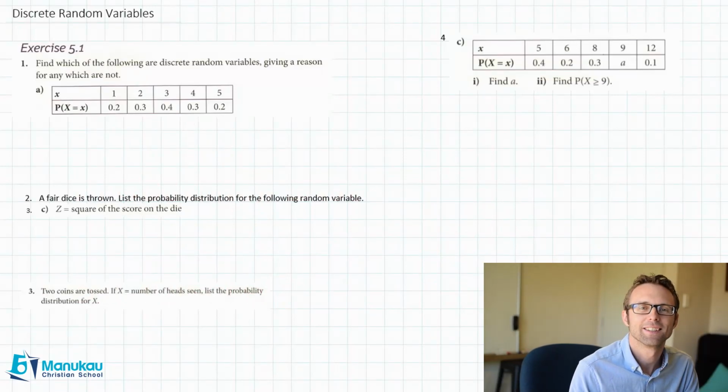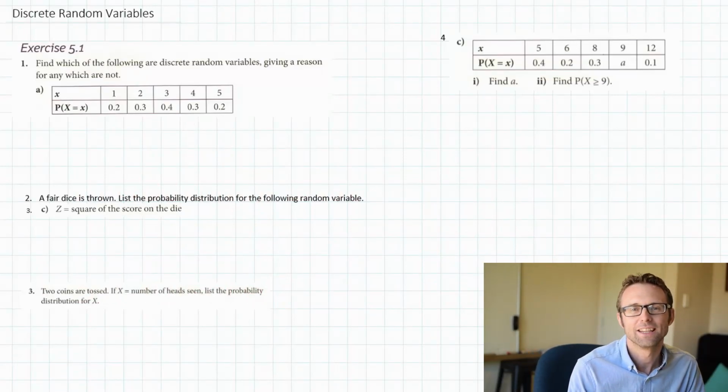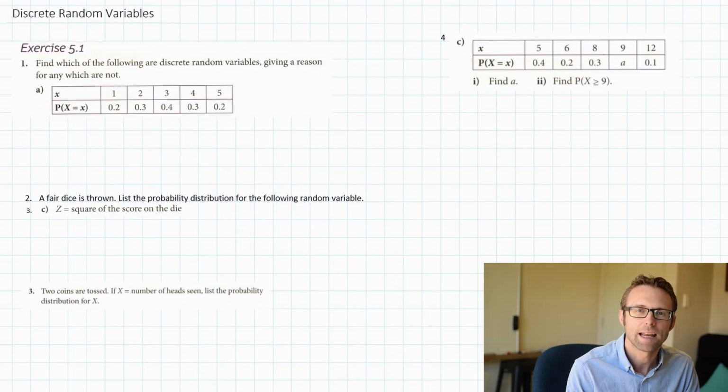Term 2 statistics students. We are now entering into a new major topic. There are 5 major topics in Statistics 1, and this is discrete random variables. Sounds really tricky perhaps, but it's actually not too bad. I say that about everything, right?